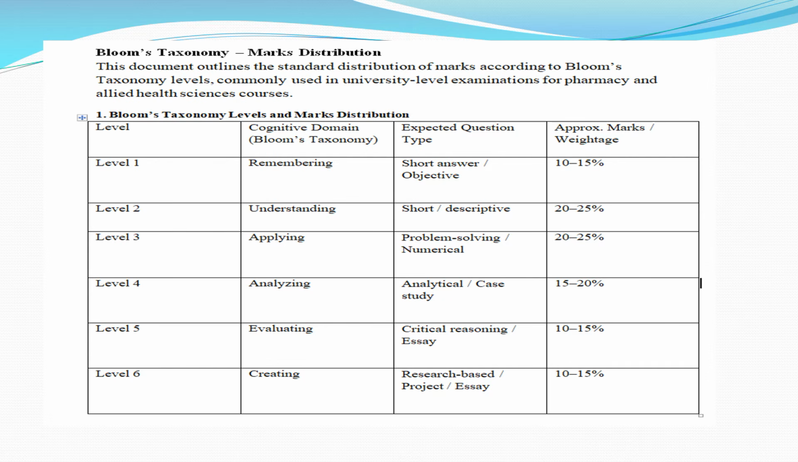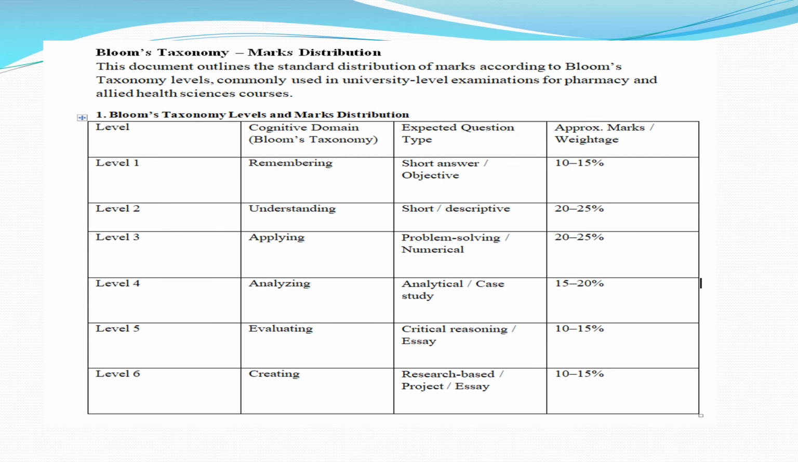But in the case of evaluation and creation, which is the highest level of Bloom's taxonomy, the marks distribution is very minimal, meaning only the long type of question pattern can use evaluation and creation marks. We cannot use evaluating or creating levels in short questions or descriptive type question papers. This is specifically for the highest-mark questions.